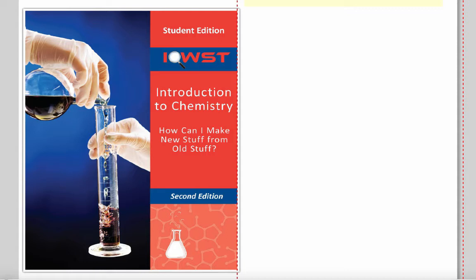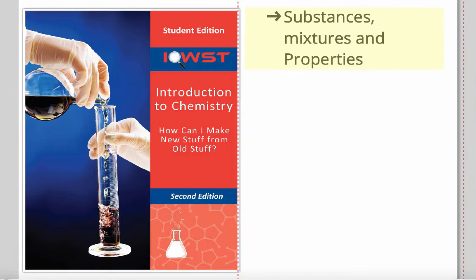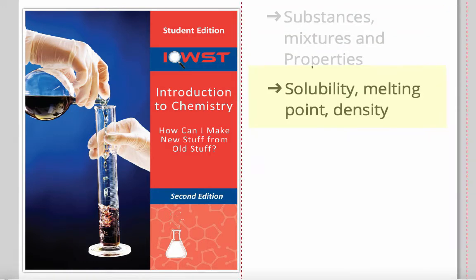Anyways, we'll talk about more of that later. But for now, let's talk about what it is that we're going to learn about. So there's a couple big topics in this one. The first one is substances, mixtures, and properties. That will be the first big concept that students are looking at. What do those three terms really mean, and how do we use them in the context of the questions? How can I make new stuff from old stuff? And then we'll be looking at three particular properties, or we'll spend a lot of time on solubility, melting point, and density. Students will be measuring that, recording that.